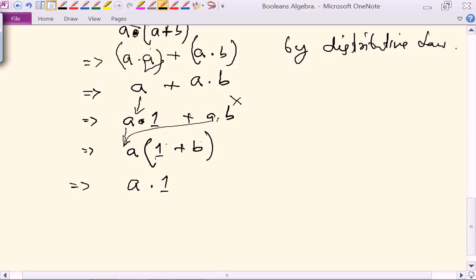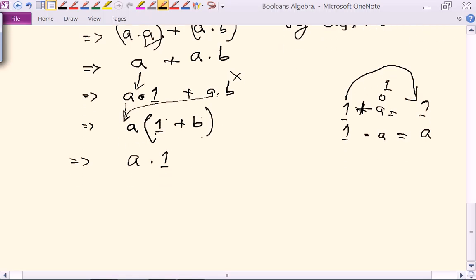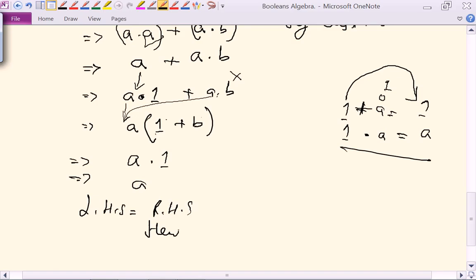If you 1 and with A, that is A. But if it is 1 or with A, that is going to be 1 always. If it is 1 and with A, it is going to be A, because if A is 0, it will be 0. If A is 1, it is 1. Here, if A is 0 or 1, it's immaterial, because if you OR with 1, always it will be 1. So 1 OR B is 1. And what is 1 and A? We have already done it. That is A. And this is our RHS. LHS is equal to RHS, right? Hence proved.